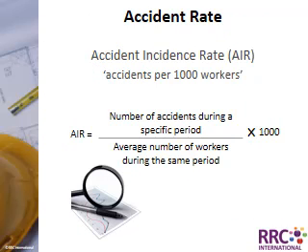The accident incident rate. The equation for this, AIR, is equal to the number of accidents during a specific period over the average number of workers during the same period, multiplied by 1,000 workers.